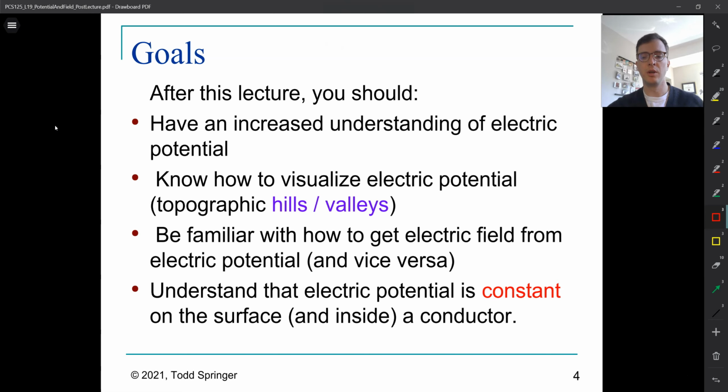So what I want to do here is basically hope that you have an increased understanding of electric potential. I'm going to go through it a little bit more. Hopefully it gets a little bit clearer, and hopefully you're getting some practice visualizing electric potential in terms of height. So think about hills and valleys. Positive charges create hills, negative charges create valleys. And then this is going to be the new part here. Be familiar with how to get an electric field from an electric potential and vice versa.